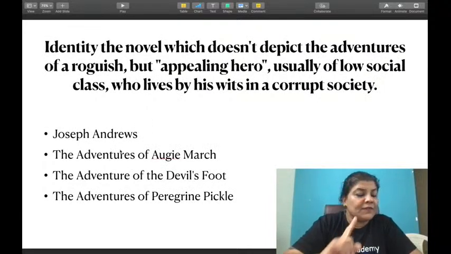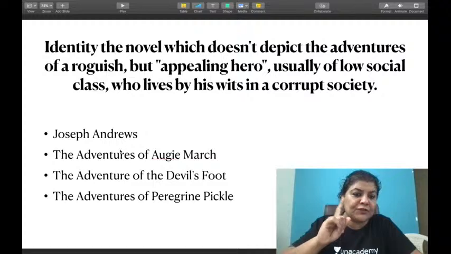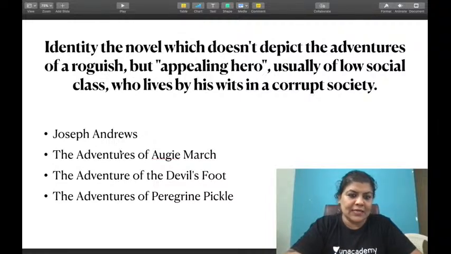Identify the novel which does not depict the adventures of a roguish but appealing hero, usually of lower class, who lives by his wits in a corrupt society. Which is the novel which does not depict a picaro?